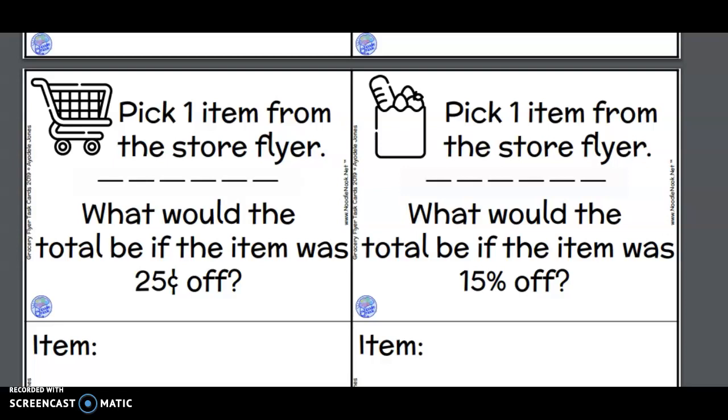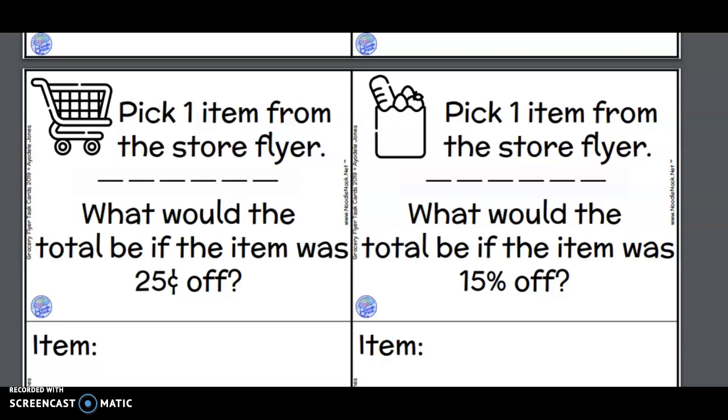Today we are going to talk about taking percentage off of something. So yesterday we talked about if you had a coupon and something was 25 cents off or 75 cents off, we talked about how to do that. Today we're going to talk about if you were given something and they said you get 10% off your item or you get 15% off your item, something like that.